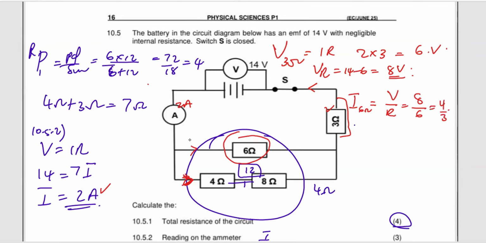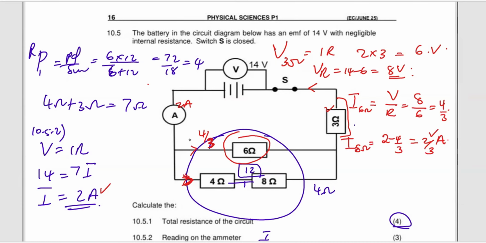So if this top part is taking 4 over 3, the remaining current, which is the current through the 8 ohm, is going to be 2 minus 4 over 3, which is 6 minus 4 over 3, which is 2 over 3. Okay, 2 over 3 amps. Now we have the current that we need.